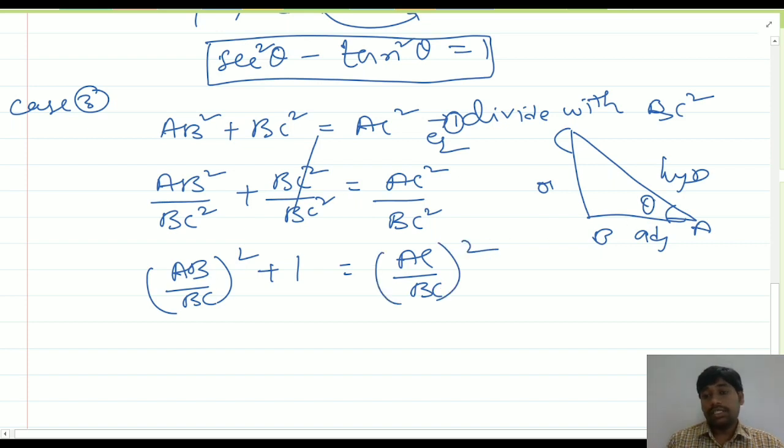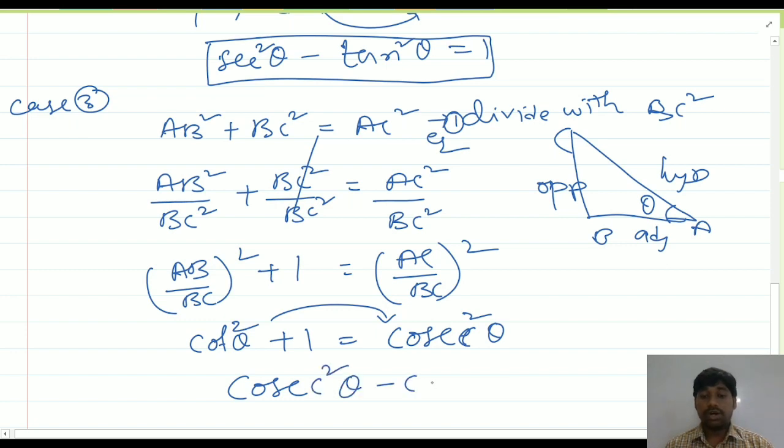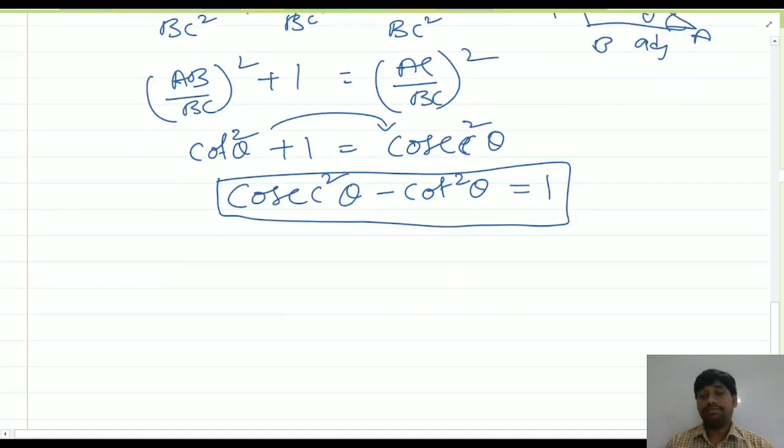AB is adjacent by BC is opposite, so it becomes cot square theta plus 1 is equal to AC by BC, which is cosec square theta. So cot square theta plus 1 is equal to cosec square theta. If you transfer this side, it becomes cosec square theta minus cot square theta is equal to 1. So these are the three trigonometric identities we have.